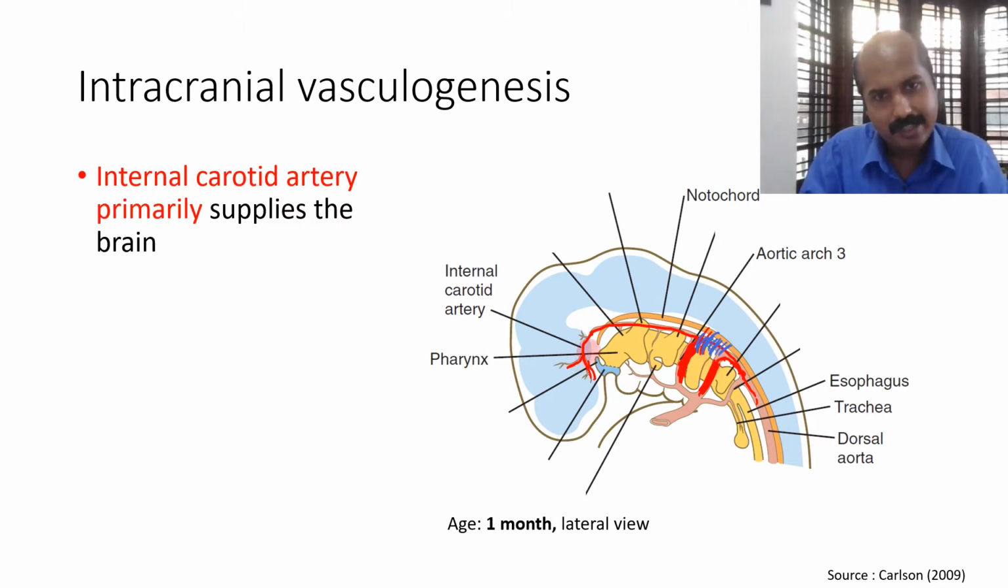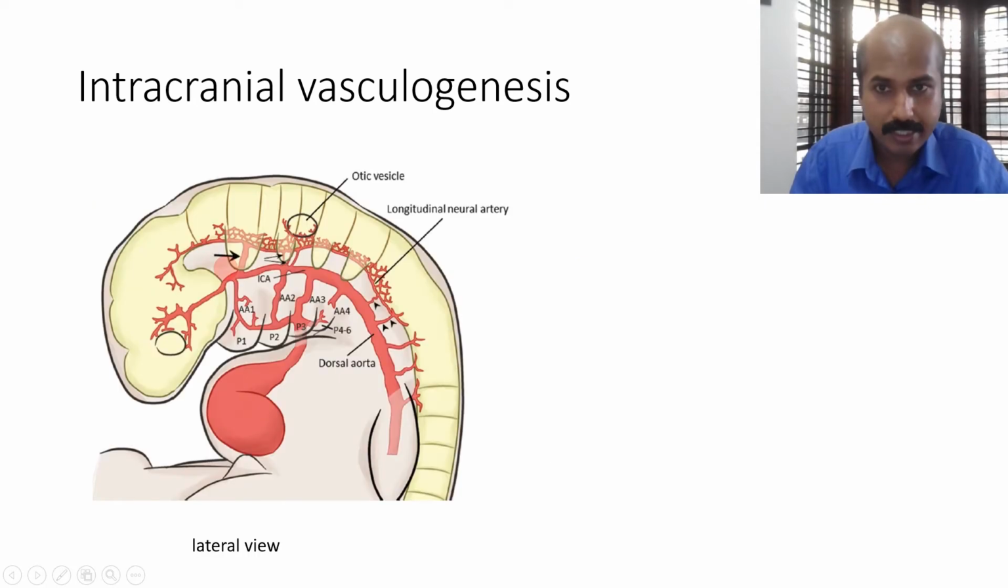You should understand that the internal carotid is the primary artery that is going to supply the brain. I'm going to go into more details of that. So you can see that the internal carotid artery is the one that you are seeing here. This is the ventral aorta. This is the dorsal aorta. I mentioned that already. The dorsal aorta is extending as the internal carotid, shooting up to supply the brain.